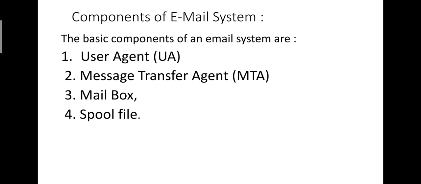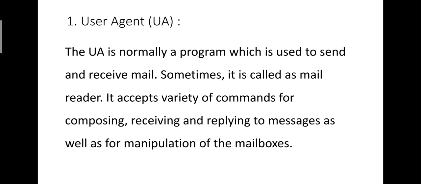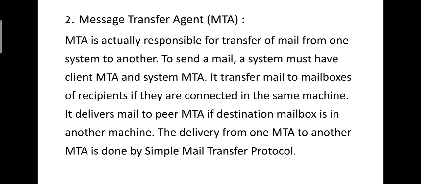Components of email systems are basically the user agent UA, message transfer agent MTA, mailbox and spool file. User agent. The user agent is normally a program which is used to send and receive mail. Sometimes it is called a mail reader. It accepts a variety of commands for composing, receiving and replying to messages as well as for manipulation of the mailboxes.